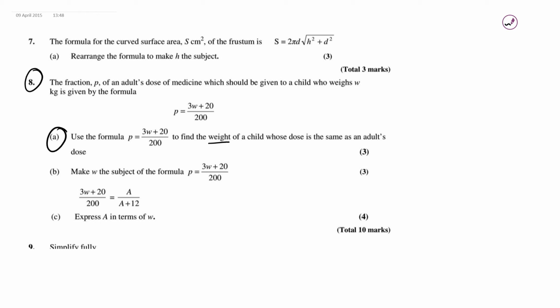Weight, child, same as adults. Now I didn't see the first part. The fraction p. I don't know. Okay, so you kind of have to read it carefully and calmly because this is A star. I think this is A star. It might be A, but could easily be A star because it's the kind of stuff you have to read to yourself, okay? The fraction p, so p is just a fraction, as you can see, okay?